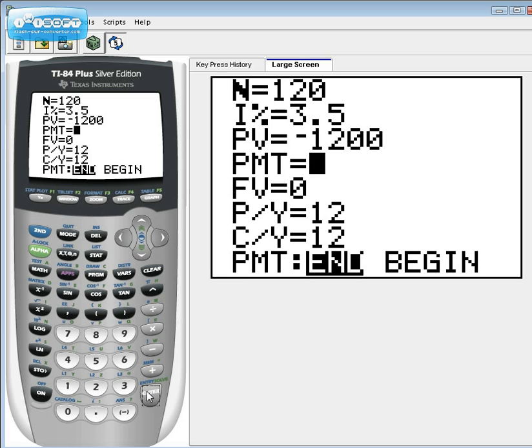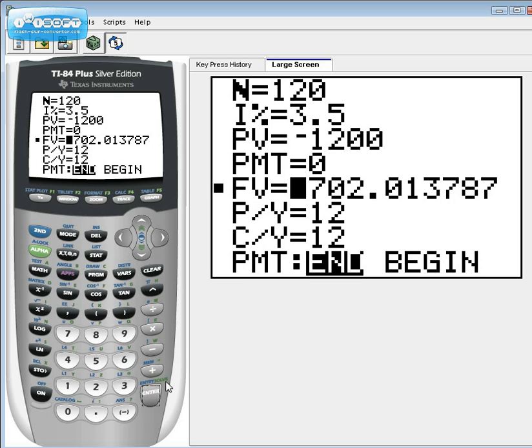So if I had put $1,200 in the bank for 10 years, compounded monthly, 3.5% annual interest rate, I'm ready to find out the future value. So I'm going to go over here and hit the alpha key and then the enter key. That's the solve function. And it has computed for me that I will have $1,702.01 in the account.